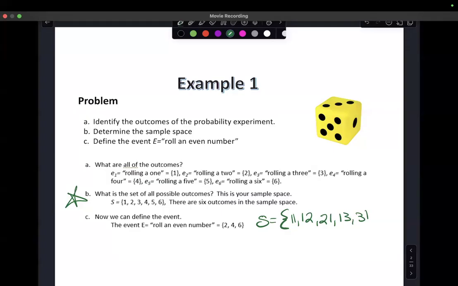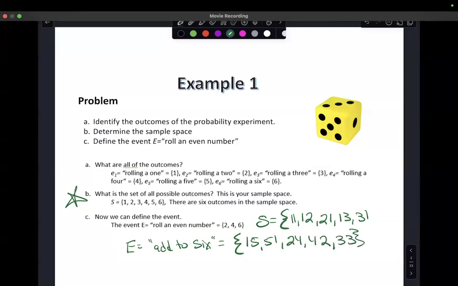So, for example, if I was rolling a pair of dice and I wanted to roll all of the options that add up to 6, I could have an event that is add to 6. Then my event is going to look like this. I'd have 1, 5, but then I'd have 5, 1. Then I would have 2, 4. I'd have 4, 2. And then I'd have 3, 3.